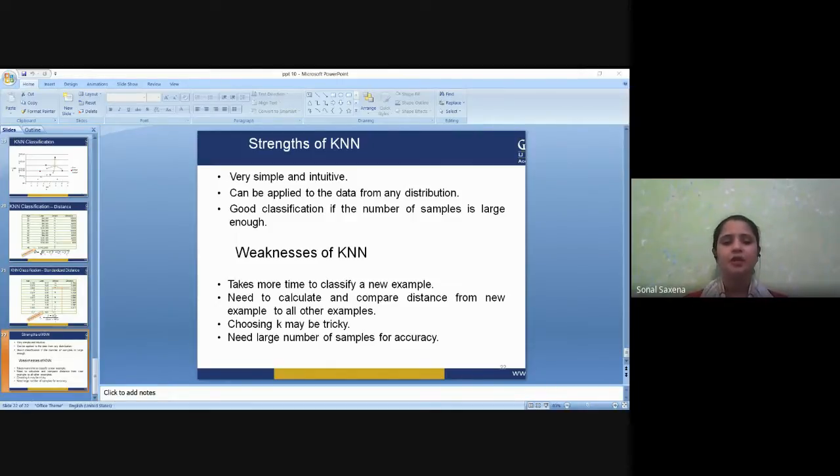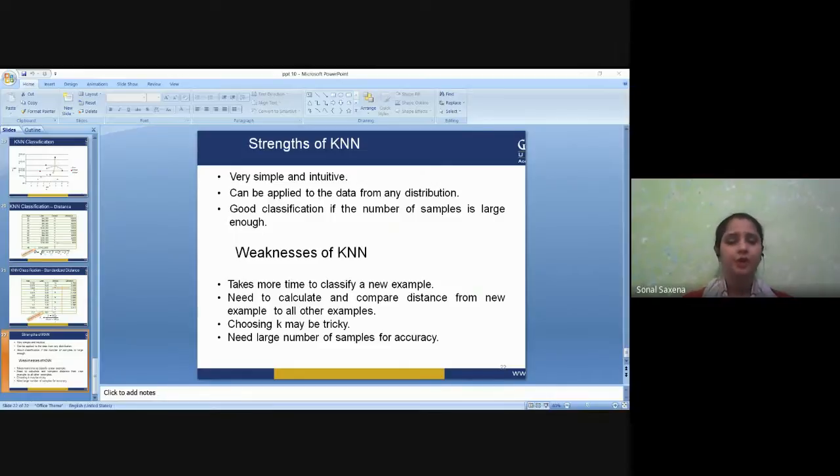It is also called a lazy learner algorithm because it does not learn from the training set immediately. Instead, it stores the data set and at the time of classification, it performs an action on the data set. KNN algorithm at the training phase just stores the data set, and when it gets new data, it classifies that data into a category that is much similar to the new data.